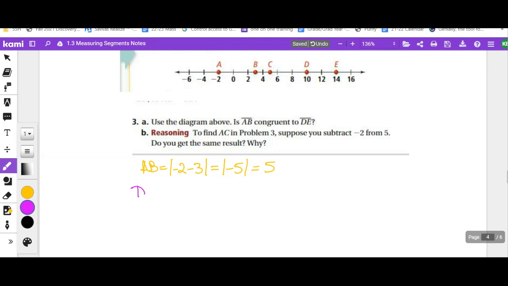So now let's take a look at segment DE. DE is equal to the absolute value of 10 minus 14, which gives me the absolute value of -4. So DE is equal to 4. Are those congruent? No, they are not. So we can say that segment AB is not congruent to segment DE.